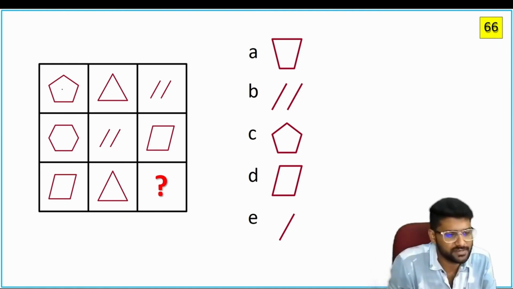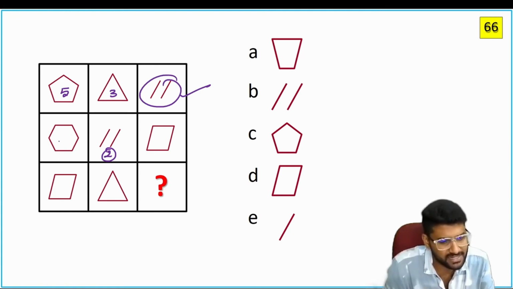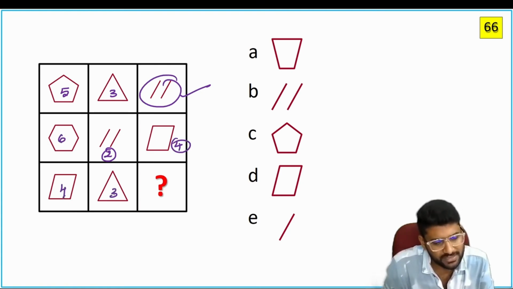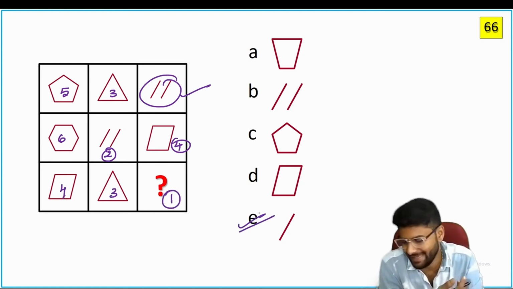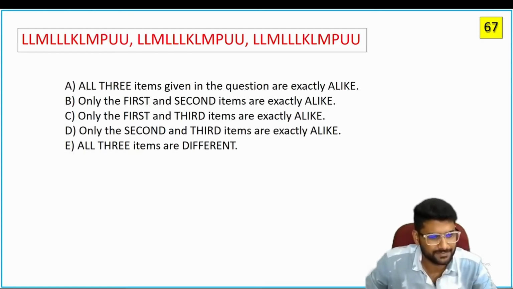Now see here, there are 5 lines and 3 lines. Find the difference, it becomes 2 lines. 5 lines and 2 lines. Now it's 6 lines, right? Then you will get 4 lines. Here there are 4 lines and 3 lines. The answer must be a single line. Don't choose B. It's E. Next.